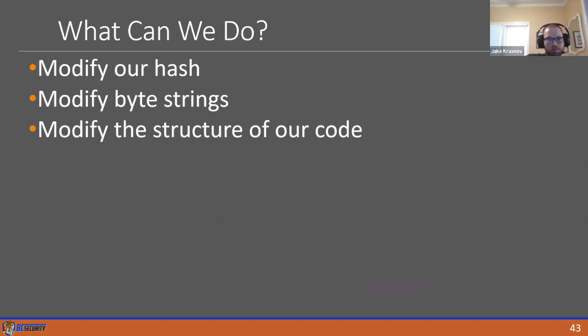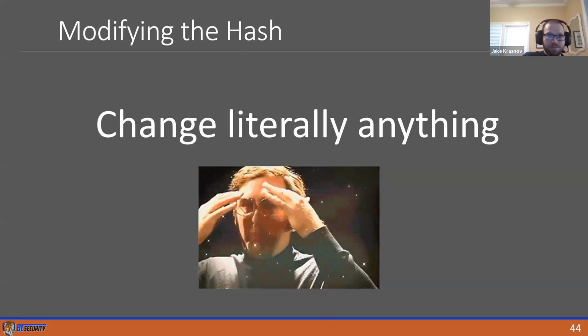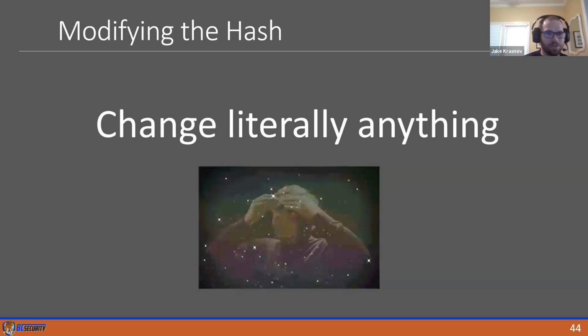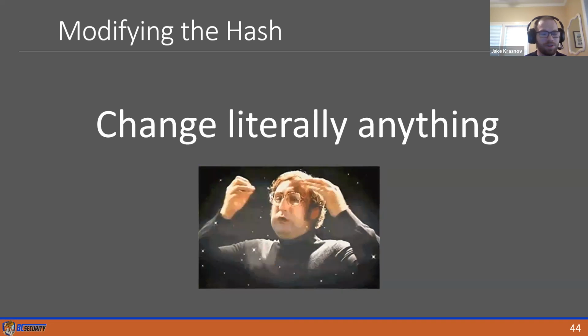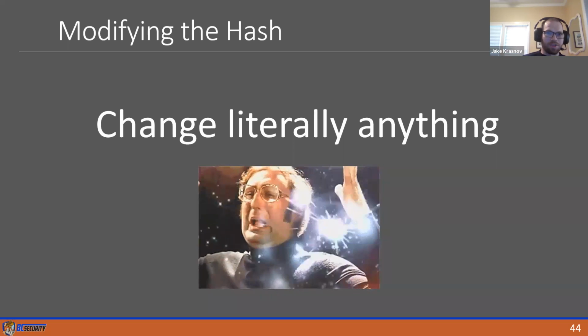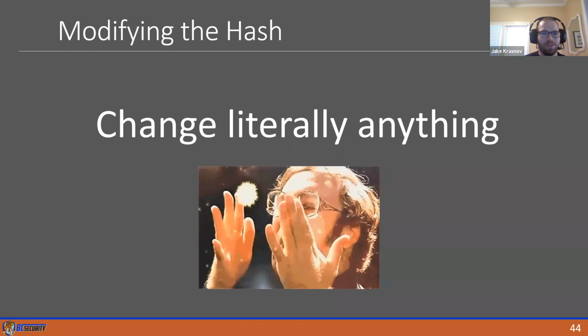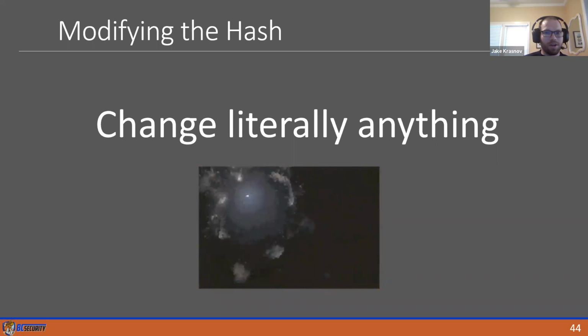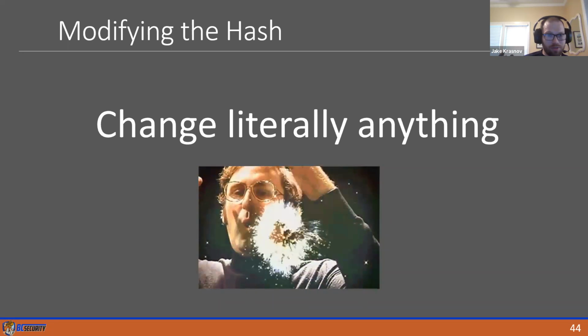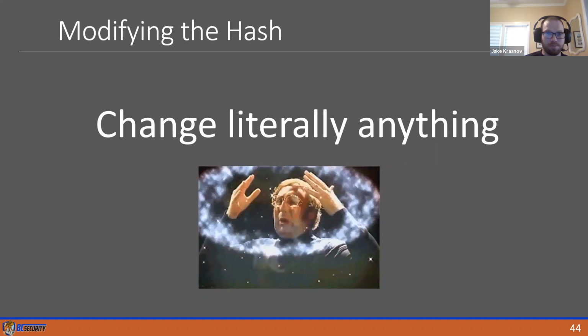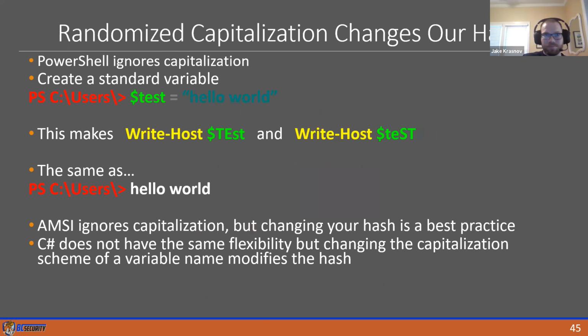So what we can do is start modifying our hash, modify byte strings, and modify the structure of our code. Those are the three categories of obfuscation that we can implement. Modifying the hash, as we said, is literally changing anything. That can be randomized capitalization, which we'll show in a second, or adding extra spaces to your code. Literally anything changes the hash. You'll actually find that on certain detections they really are that fragile. So it's best practice to change our hash, but not necessarily the most effective.